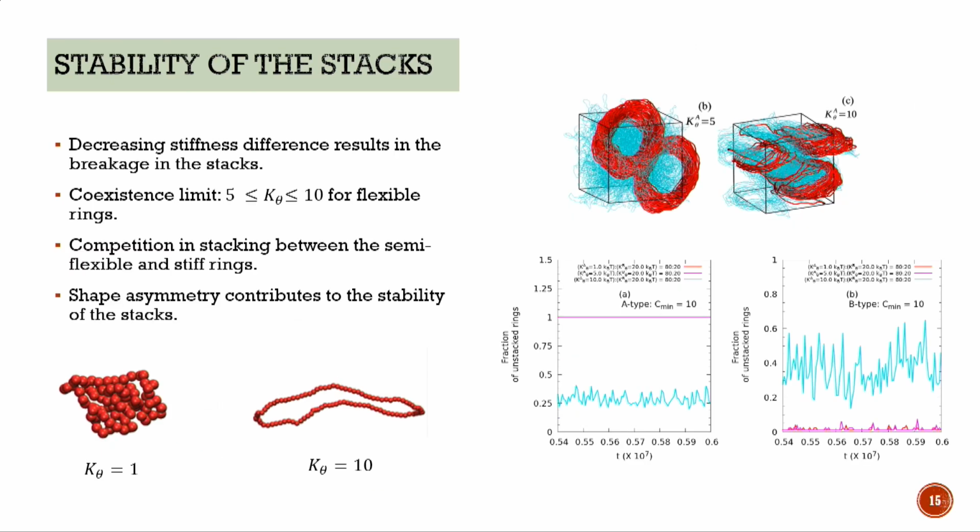And then we looked at the stability of the stacks. Basically, we wanted to see what stiffness difference is required for these stacks to form. For that, we took one of the structures from the 80-20 mixture, and then we increased the stiffness of the flexible rings. First it was 1, then we increased it to 5 and 10 and so on.